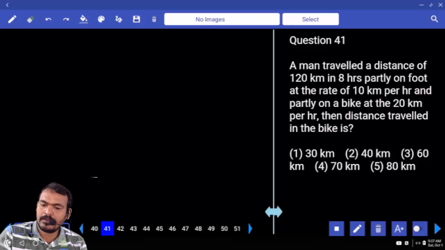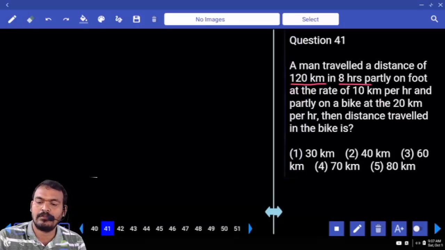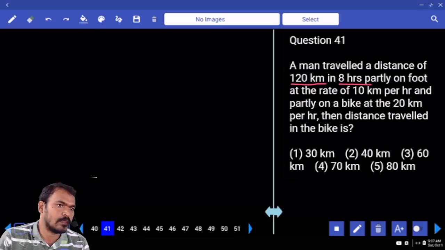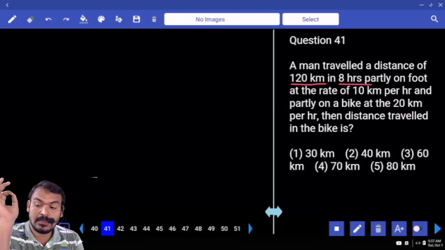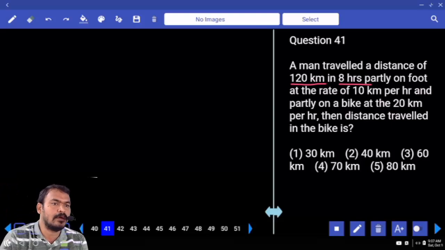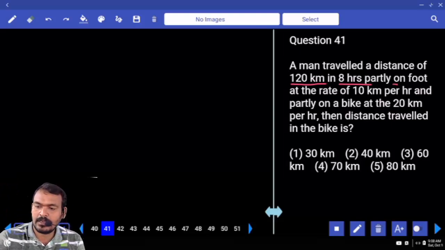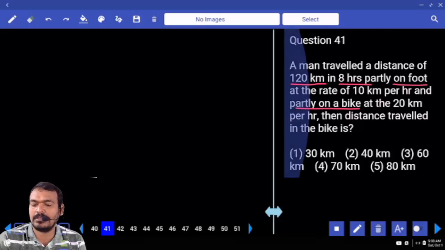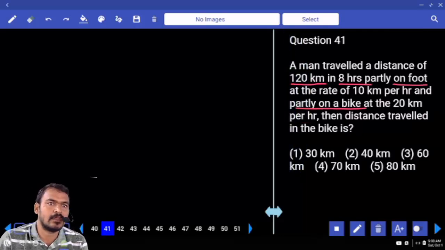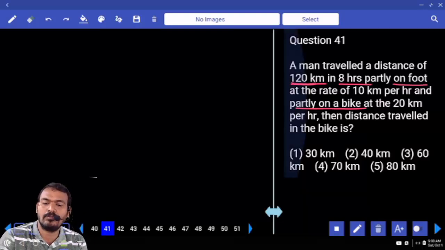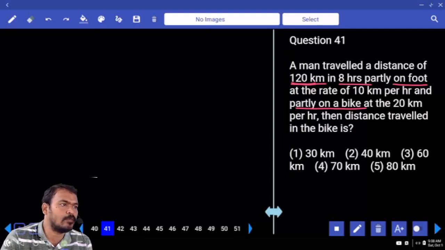Okay. First of all, what is the total distance given? 120. Total time 8 hours. Okay. Total distance is split into two parts or only one part? Two parts. First case, some distance is covered on foot, and second case, some distance is covered on bike. Means one case d1, another one d2. d1 plus d2 equal to how many kilometers? 120 kilometers.